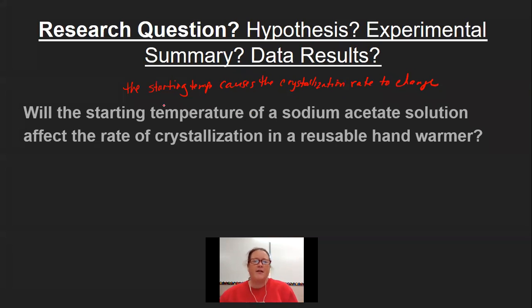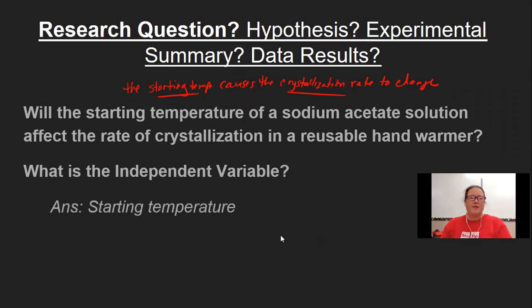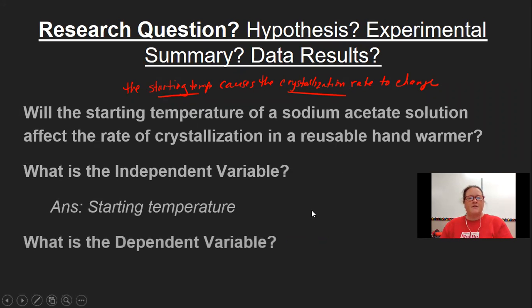To change. All right, so the starting temperature is going to be our independent variable, and the crystallization rate will be our dependent variable. So what students did in class, since you missed it, was that they had to create this question or this statement on a whiteboard and then identify the independent and dependent variables using this method. So the independent is the starting temperature and the dependent is the rate of crystallization.